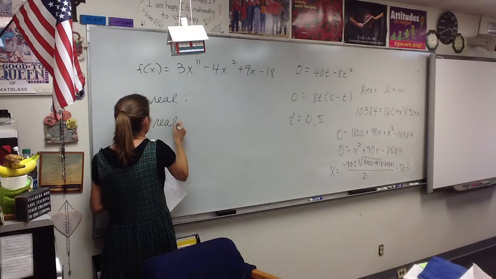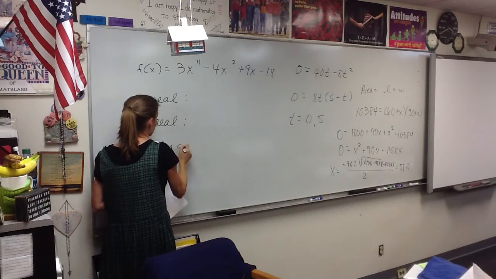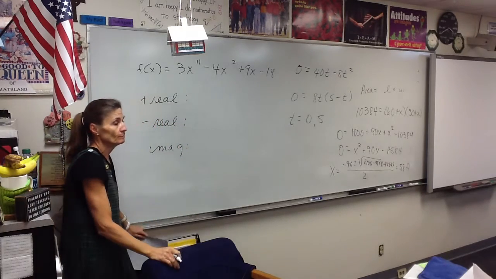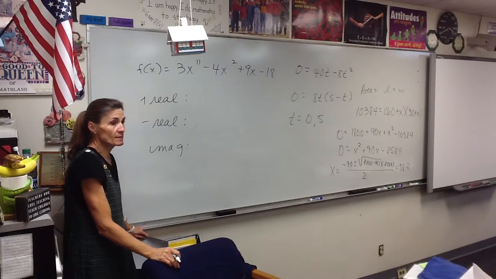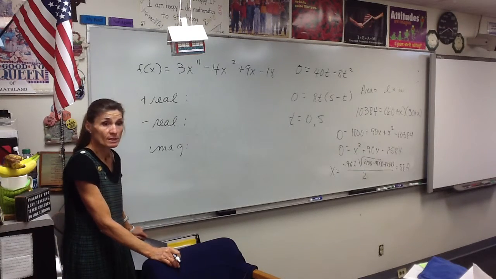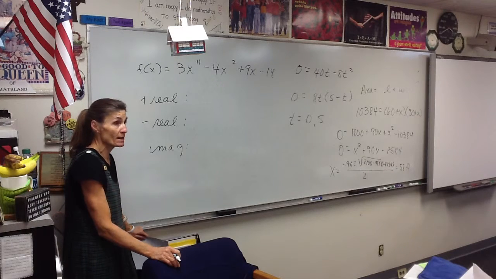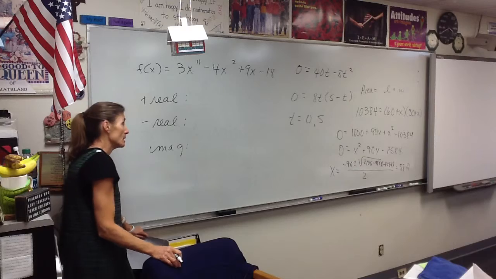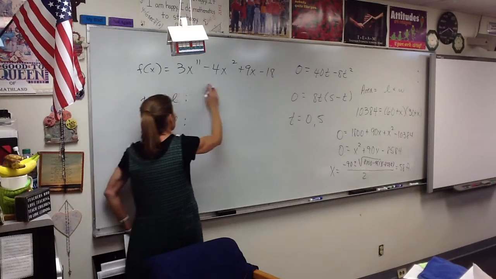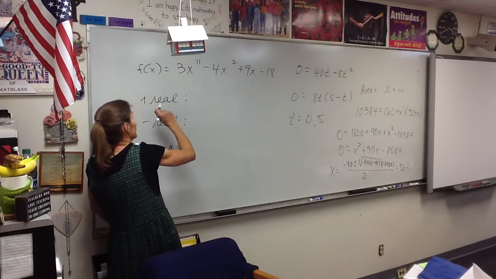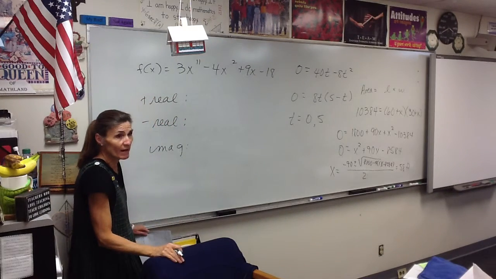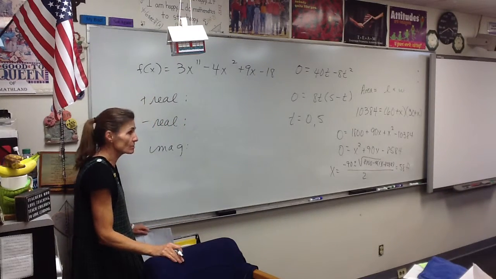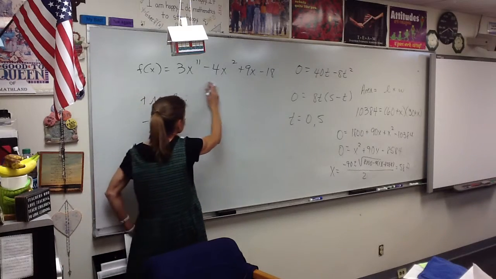Descartes' rule of signs. I haven't practiced that in a while. Remember, Descartes' rule of signs gives us the number of positive real roots, the number of negative real roots, and the number of imaginary roots, right? So here we go. Positive real roots. Stuff's missing, it doesn't matter. It only matters when you're dividing. It doesn't matter any other time. So I'm just going to count sign changes.